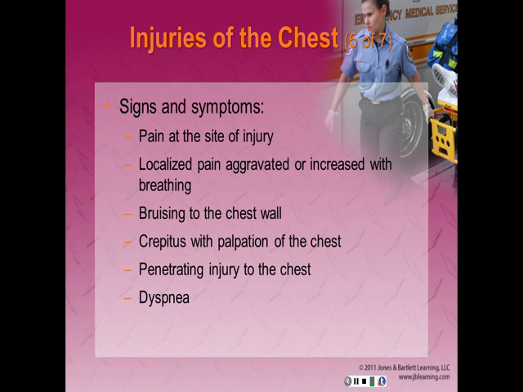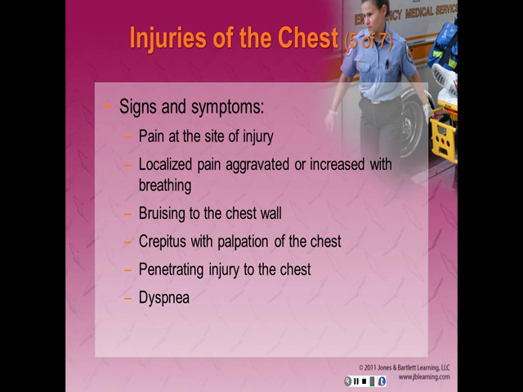The signs and symptoms of chest injury include pain at the site of the injury, pain localized at the site of the injury that is aggravated by or increased with breathing. An irritation of or damage to the pleural surfaces causes sharp or sticking pain with each breath, and this is called pleuritic type pain or pleurisy. Bruising to the chest wall, crepitus with palpation of the chest, any penetrating injury to the chest, dyspnea, which is difficult breathing or shortness of breath, and this can be caused by airway obstruction, damage to the chest wall, improper chest expansion, or lung compression.